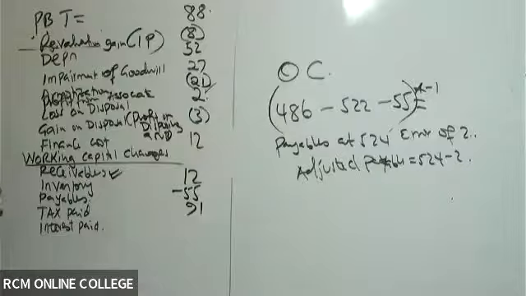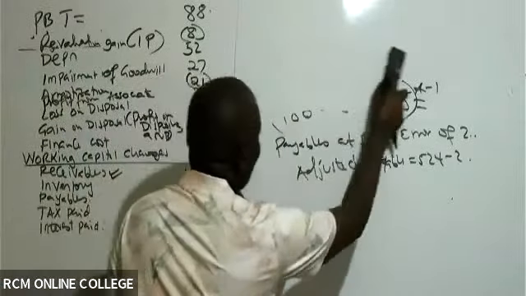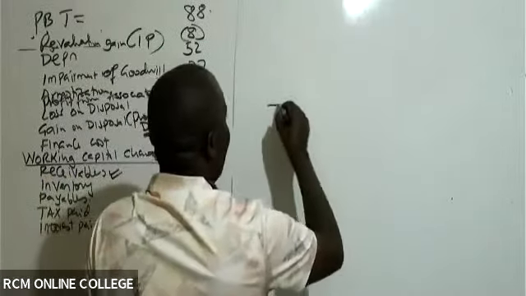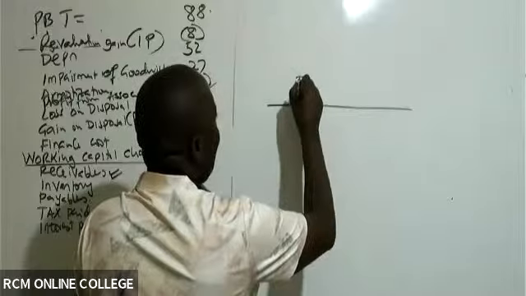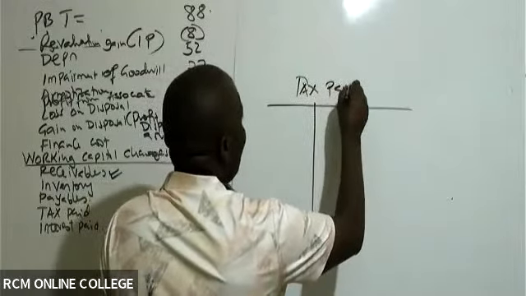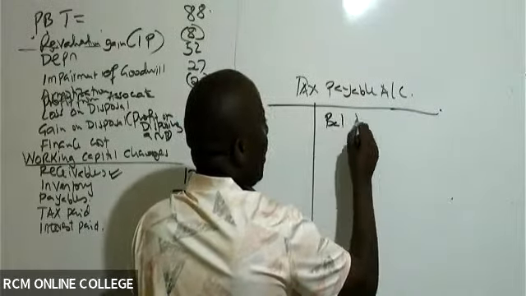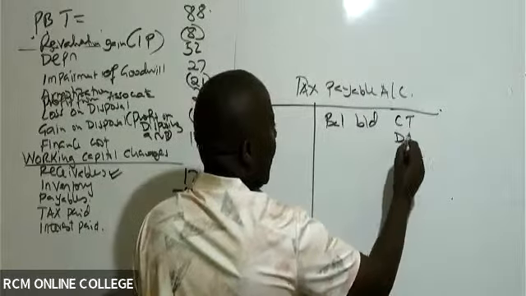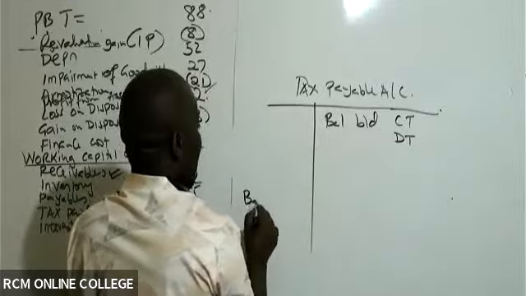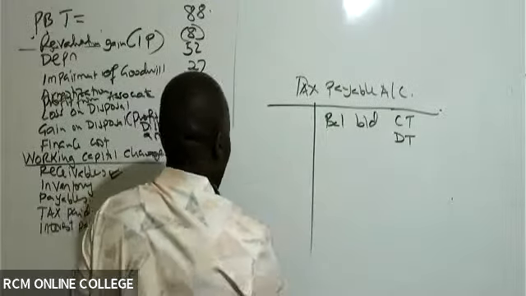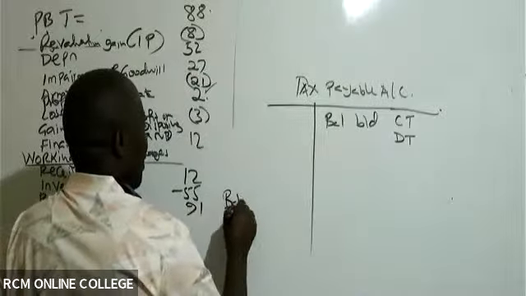Now I am on the last stream. I love this. We go to the taxation paid. I know you guys love T accounts. They are good because of the pictures. But of course, as you get used to this, come and give me the tax payable account. This is a liability. So give me balance brought down, current tax, deferred tax, balance carried down.